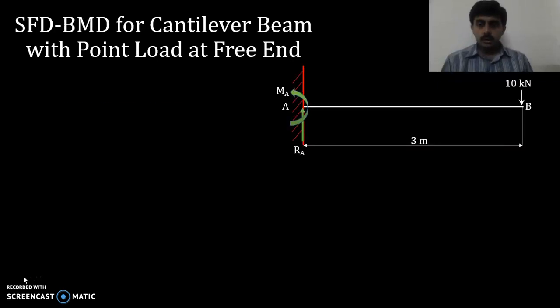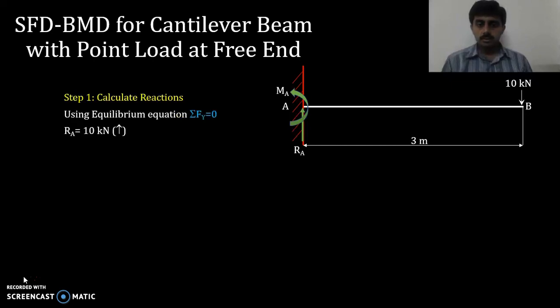It is not necessary to calculate the reaction and moment, but as a practice we will do it. Using the equilibrium equation, summation of all the vertical forces equal to 0, so that the system will be in equilibrium. There are only two forces in the system. One is the reaction, another one is the point load. So the reaction must be equal to the magnitude of the point load.